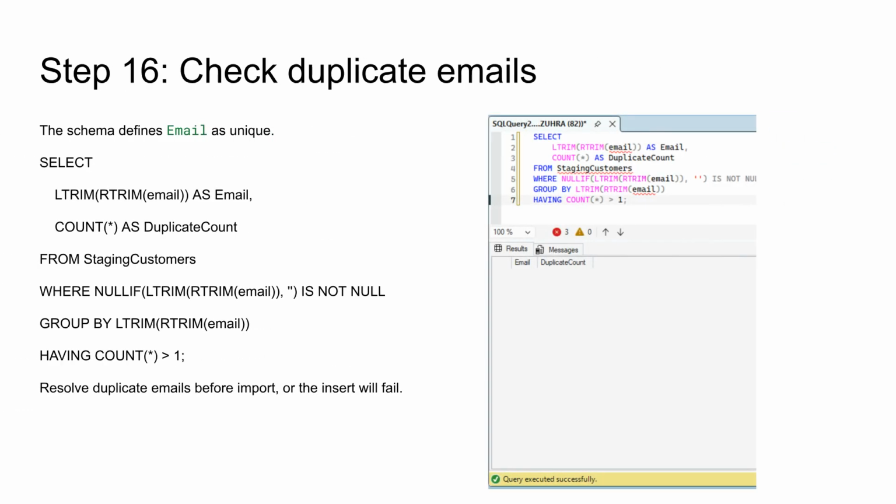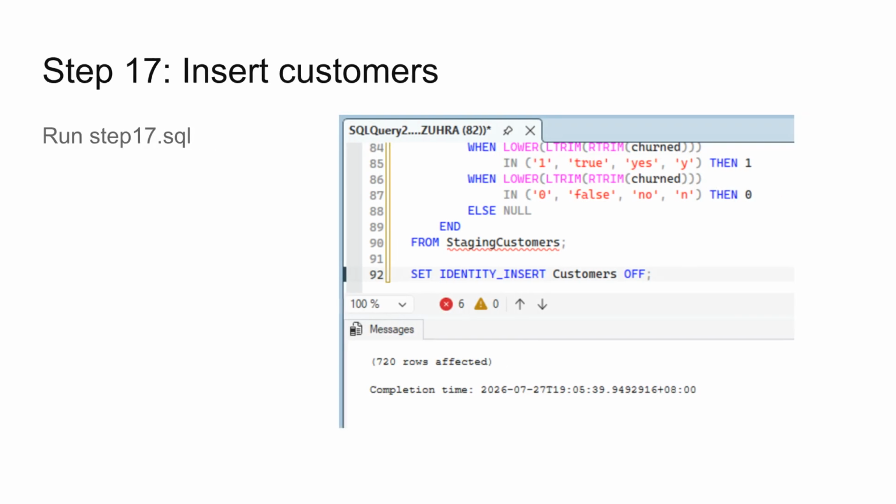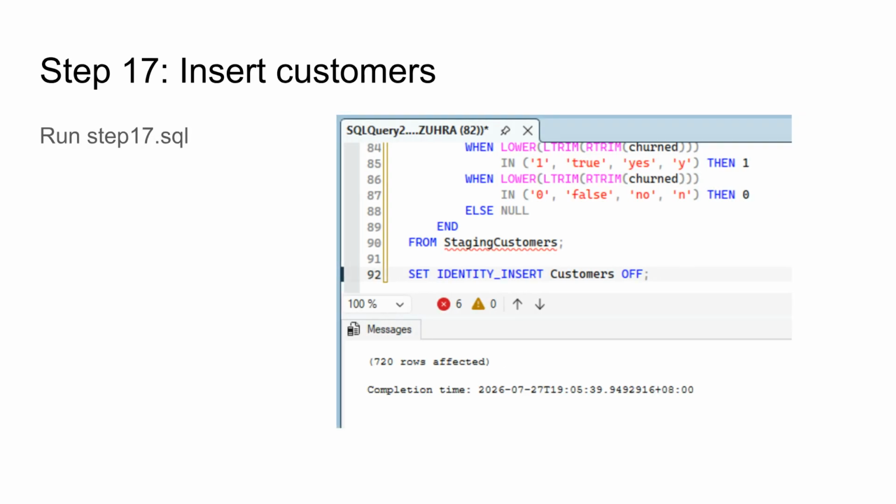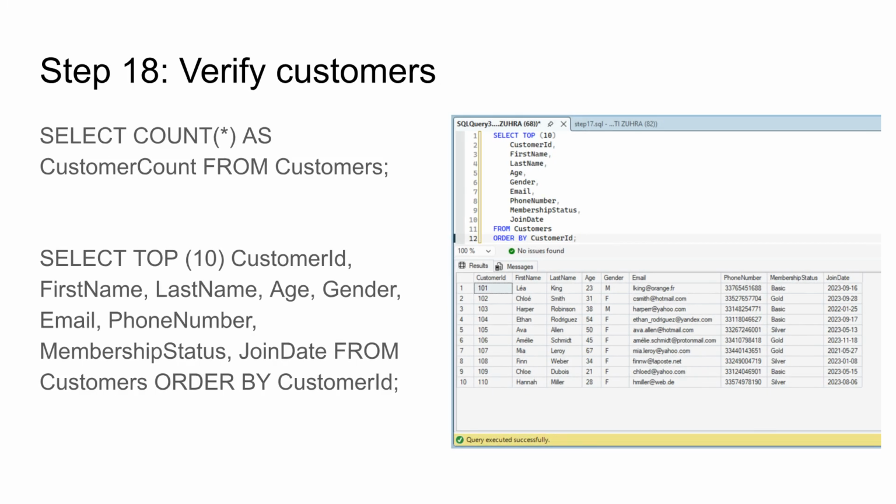Verify customer IDs, ages, gender, join dates, and total spending to ensure consistency and data integrity. It is critical to check for duplicate emails before final insertion, as the schema requires email addresses to be unique. Resolve any duplicates found here. Once the data is clean, execute the script provided in step17.sql to perform the final insert of your customers into the main table.